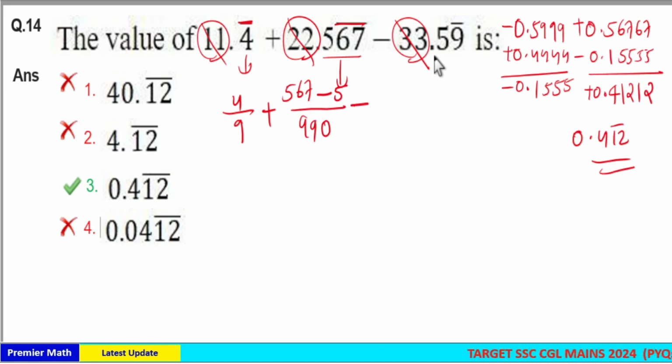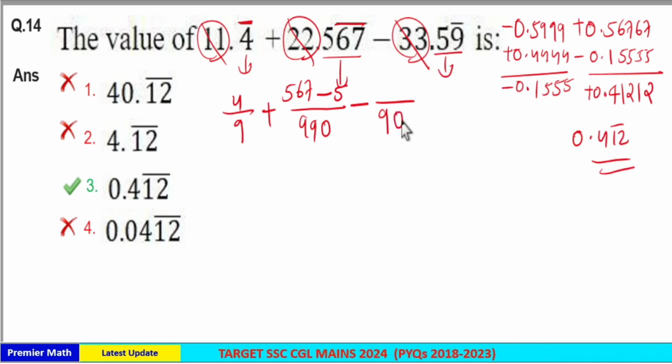Now here we have 0.59 bar, where only one number is repeating. So add 1 9 in the denominator, and here one number is not repeating, add 1 0 after 9. So 90 is the denominator. Now write all the digits 5 9 and subtract the digit which is not repeating. Here 5 is not repeating, so subtract 5 from 59. This is the numerator. Now take LCM as 990.